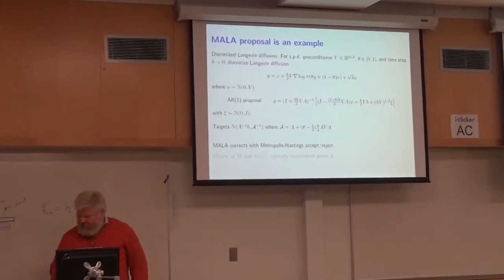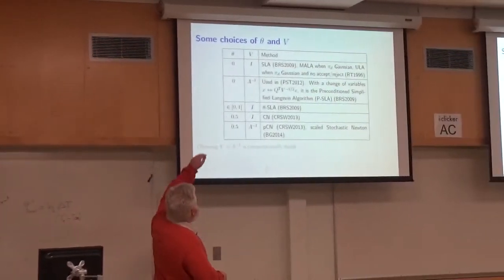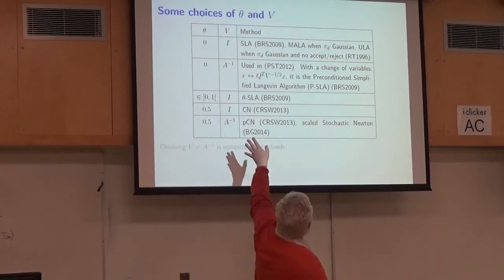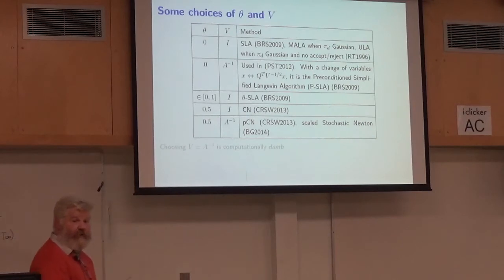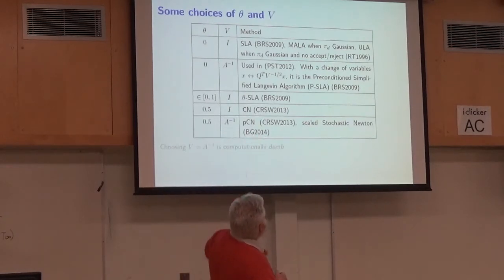And just to say that there's a whole world out there doing these things, I wrote a table of choices of preconditioner and of theta, and here are papers and names of the various algorithms, but they're all variants of exactly the same thing. They're just choices of various things. Preconditioned Crank-Nicolson, for instance, is one of these algorithms.